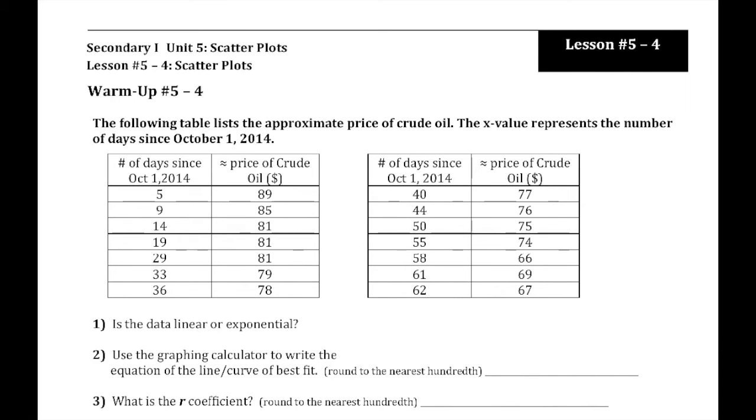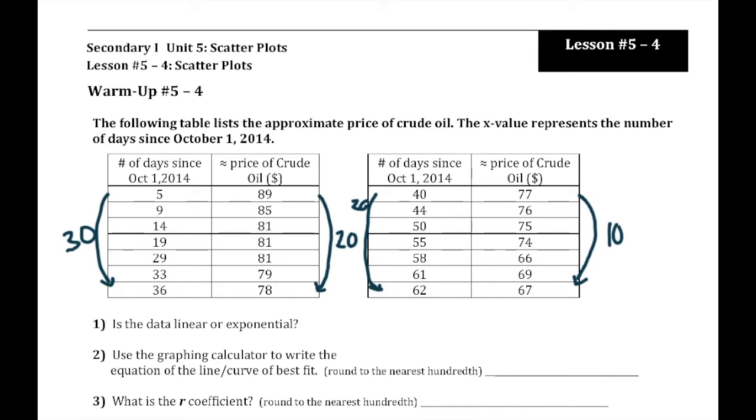So a quick way that we can check to decide if this is linear or exponential is look at the change in X and the change in Y. Here our change in X is from 5 to 36, which is about 30. If we look from 89 to 78, we find that we have a change of about 20. Now, looking at our second part of this same table, we go from 40 to 62. Again, that's a change of about 20. And then 77 to 67 is about a change of 10.